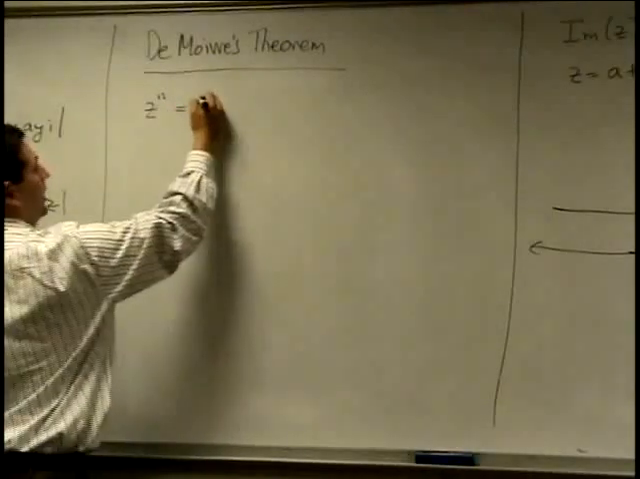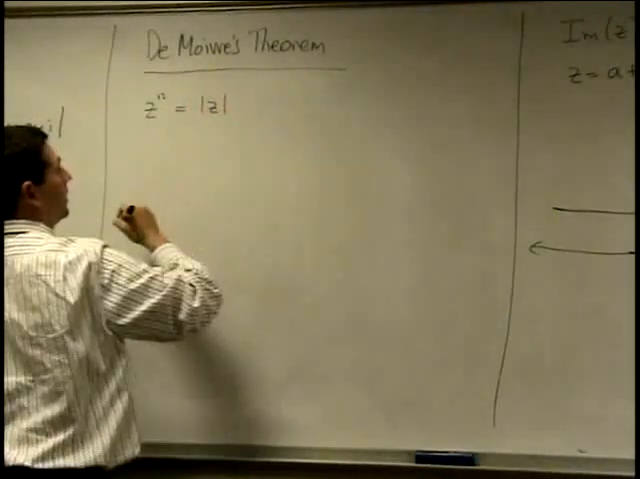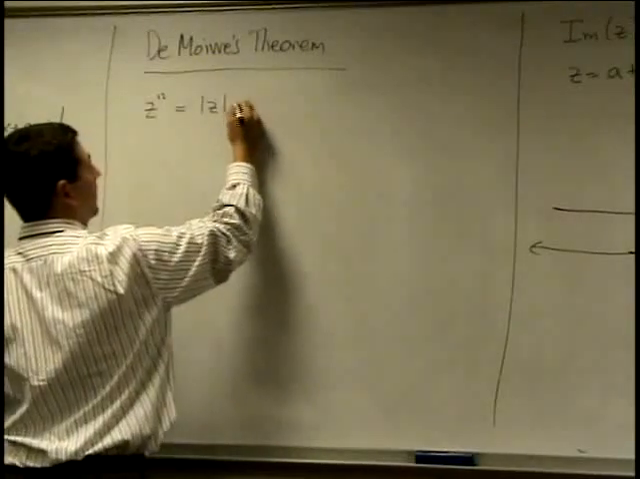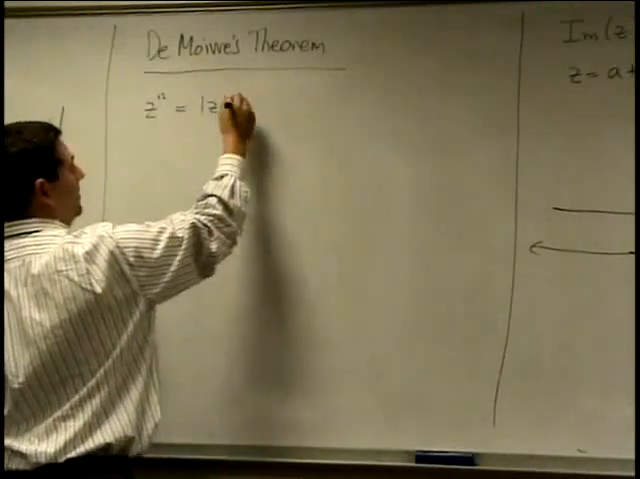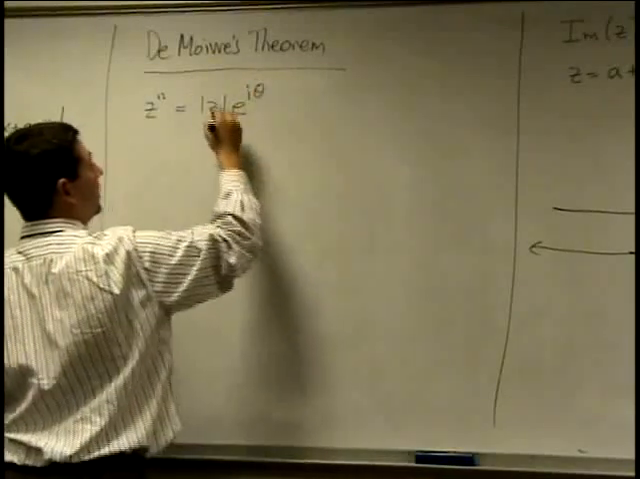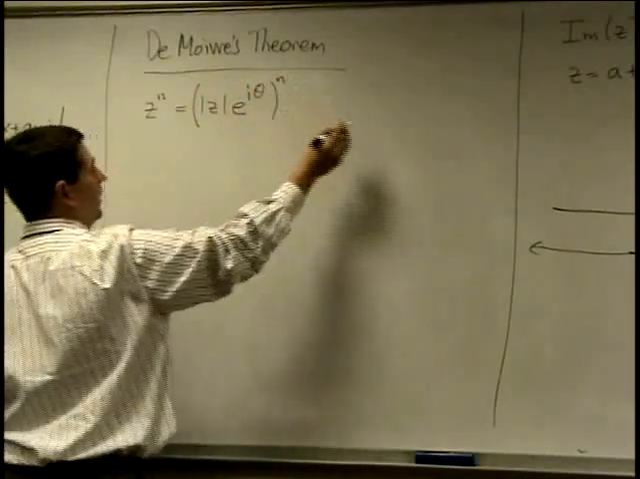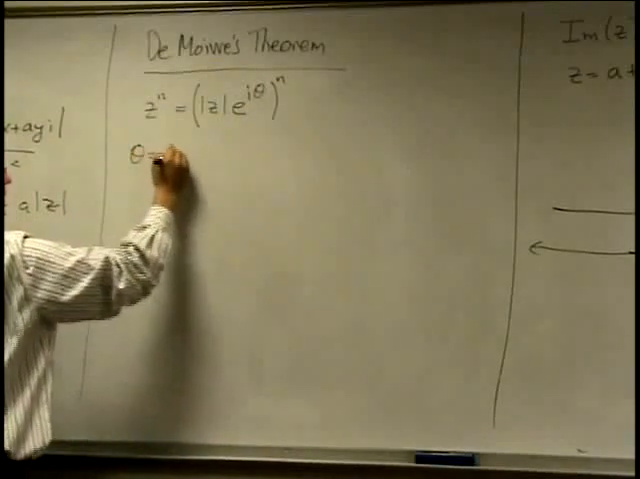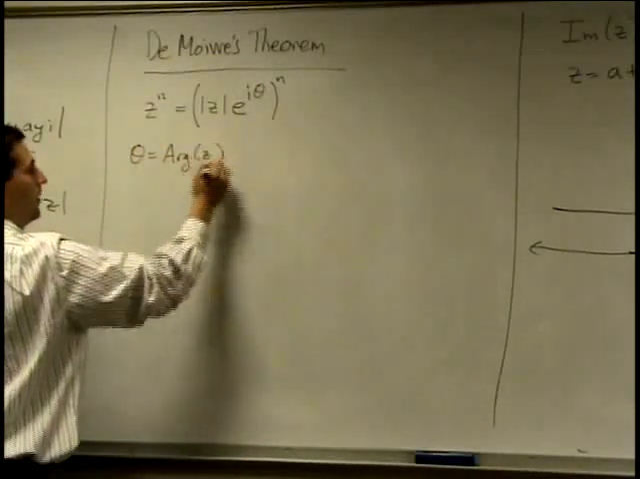Well, I know that I can write z as its magnitude times e to the i theta, where here theta is the argument of z.